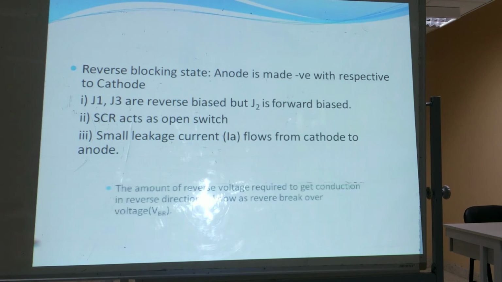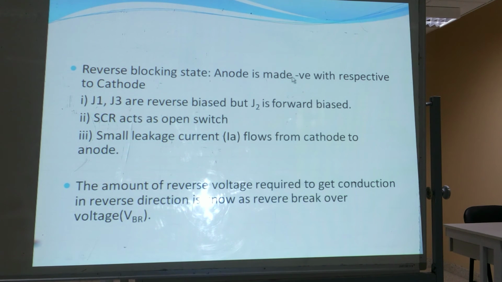Reverse blocking state: anode is made negative with respect to cathode. J1, J3 are reverse biased, J2 forward biased, reverse blocking mode. SCR acts as an open switch, and a small leakage current flows from cathode to anode. This is reverse blocking mode. The amount of reverse voltage required to get conduction in the reverse direction is known as reverse breakover voltage. Don't try this one, reverse breakover voltage.